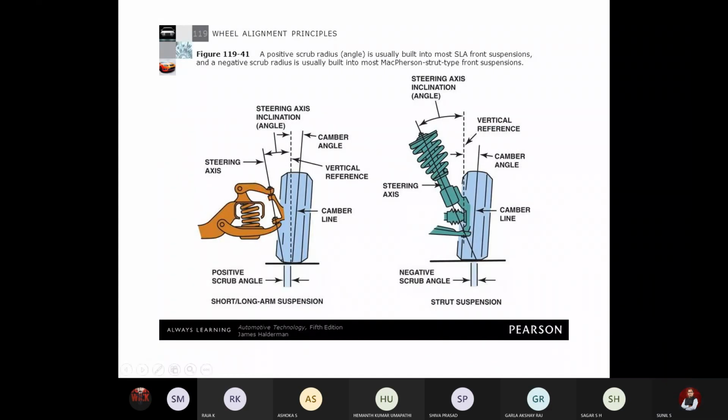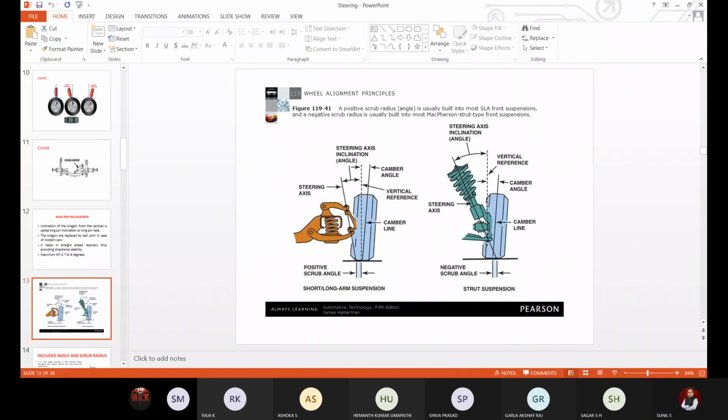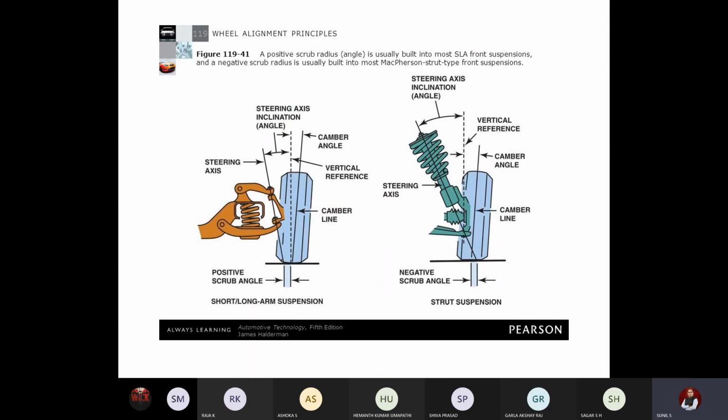Any doubts? Another 2-3 definitions are there. After that, it is purely theory only. Initially, these angles you have to understand. After that, it is the purely theory part, which you can easily do. Please take down.